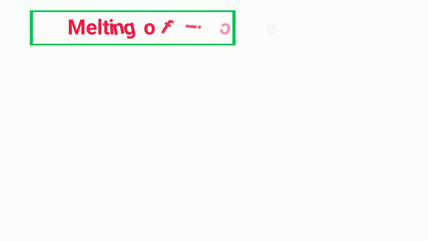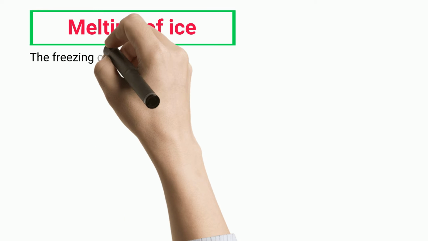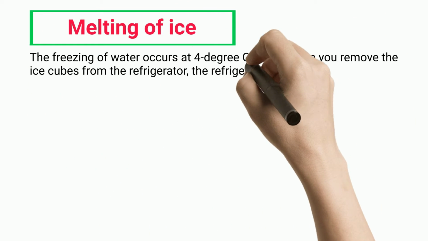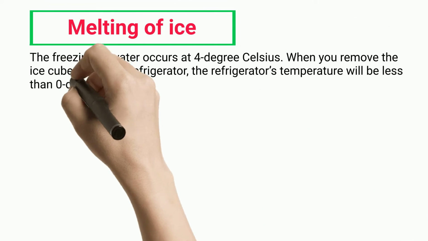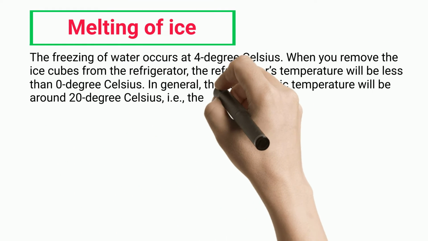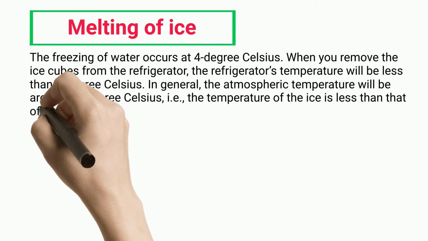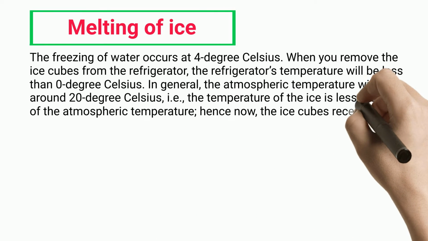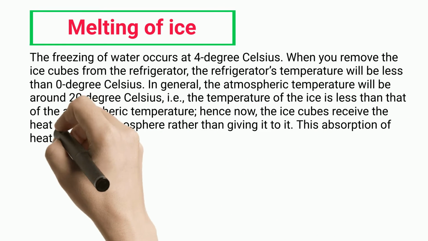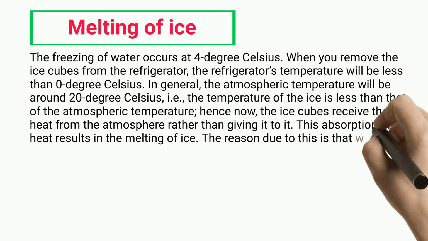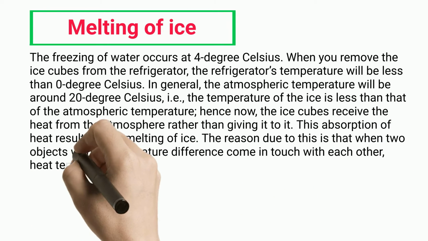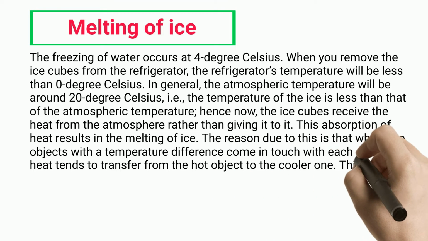Melting of ice. The freezing of water occurs at 4 degrees Celsius. When you remove the ice cubes from the refrigerator, the temperature will be less than 0 degrees Celsius. In general, the atmospheric temperature will be around 20 degrees Celsius, i.e., the temperature of the ice is less than that of the atmospheric temperature. Hence, now the ice cubes receive the heat from the atmosphere rather than giving it to it. This absorption of heat results in the melting of ice.